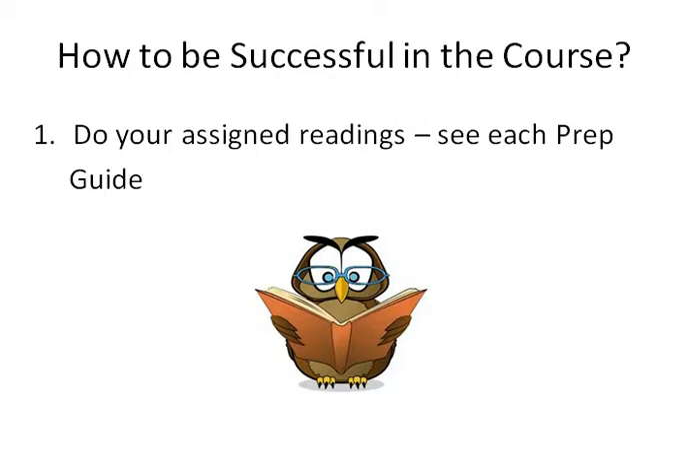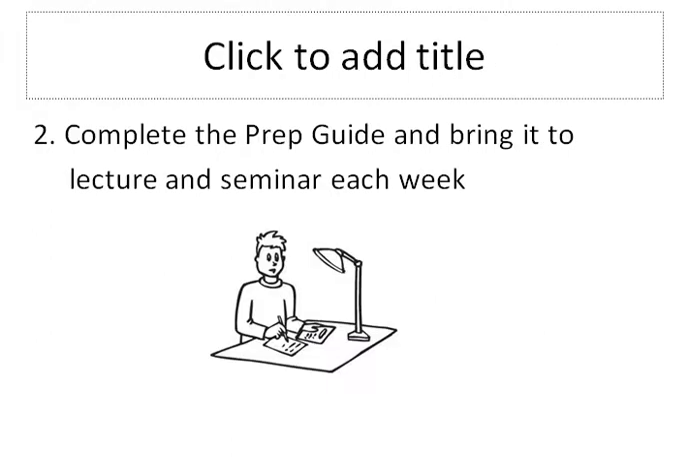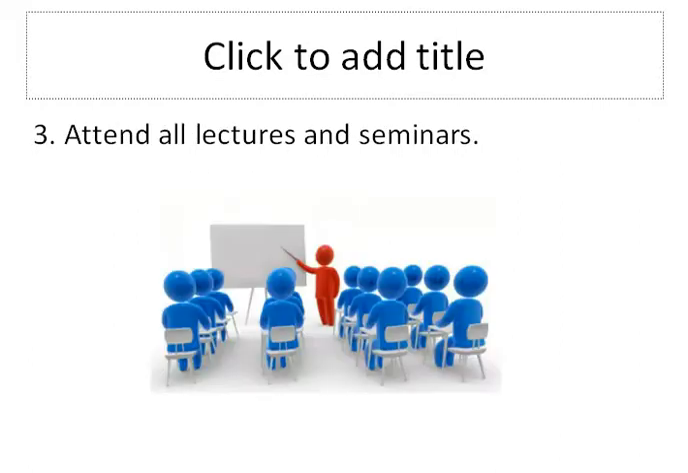So how can you be successful in this course? First, you need to do your assigned readings. You will find your assigned readings for each week stated on the top of the corresponding prep guide. Second, you have to complete your prep guide and bring it to lecture and seminar each week. The third thing you need to do to be successful in this course is to attend all lectures and seminars. It has been my experience that students who attend their lectures and seminars regularly do really well in the course.